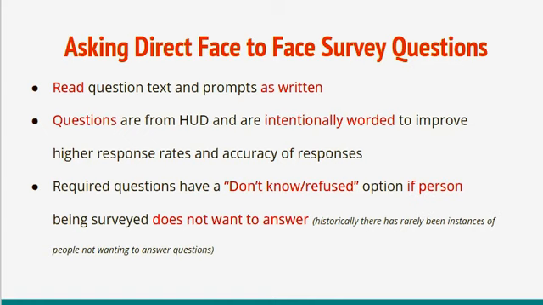Most questions in the survey are marked as required, and an answer choice must be selected from the pick lists, but the response of "don't know" refused can be used for any question respondents do not want to answer. Historically, there have rarely been instances where people do not want to answer questions. However, some questions are sensitive and the person may not want to answer or may not know the answer, so "don't know" refused is the best option to use.